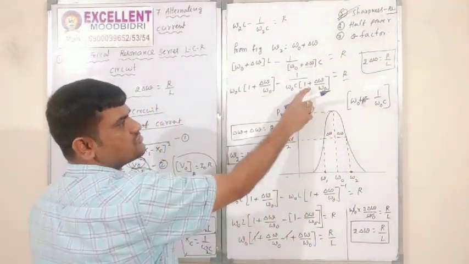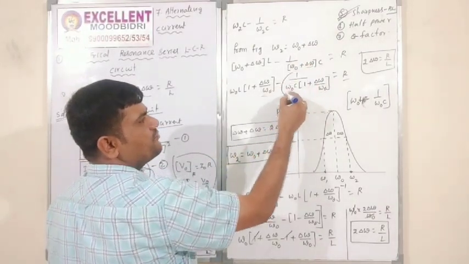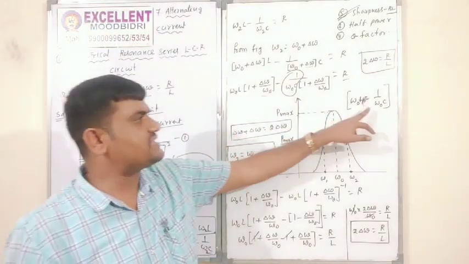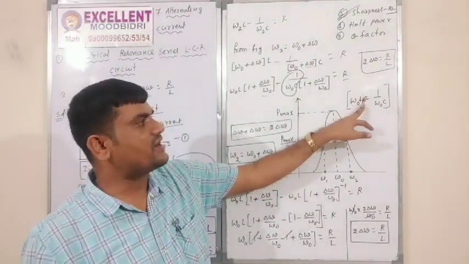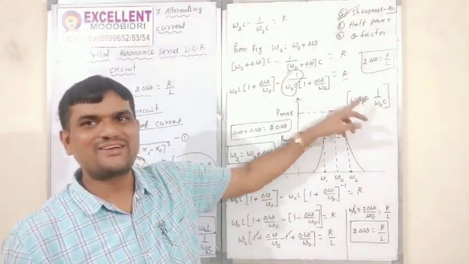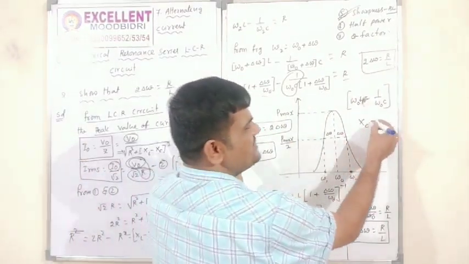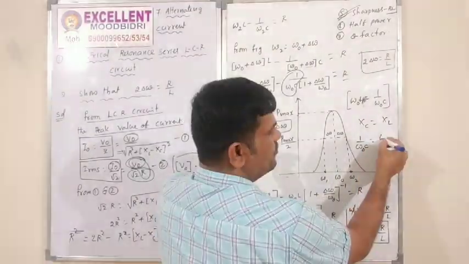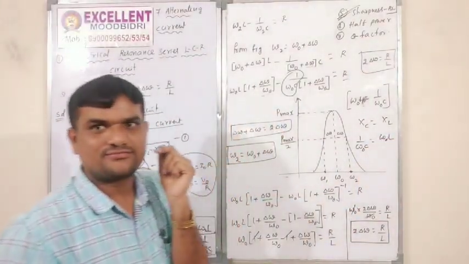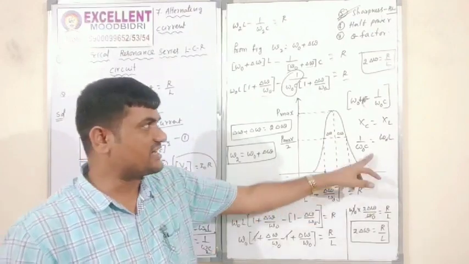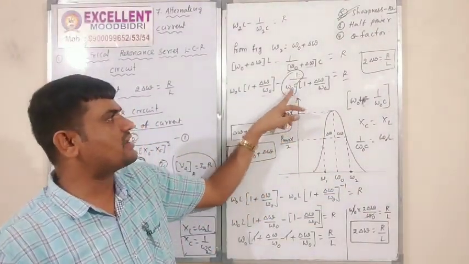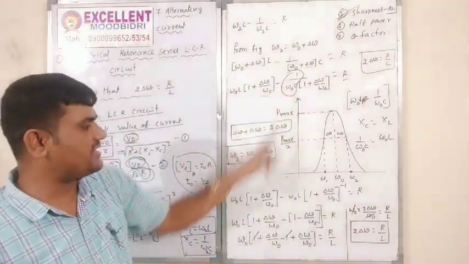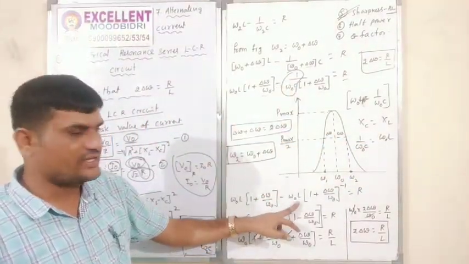So now this one transfers to the numerator. At the same time, 1 by omega naught C is equal to omega naught into L only. Yes or no? Condition you know already: XC is equal to XL, meaning 1 by omega naught C is equal to omega naught into L only, right? Resonant condition. I use the resonant condition also here. So 1 by omega naught C is nothing but omega naught into L. Instead of there, I have written omega naught into L.